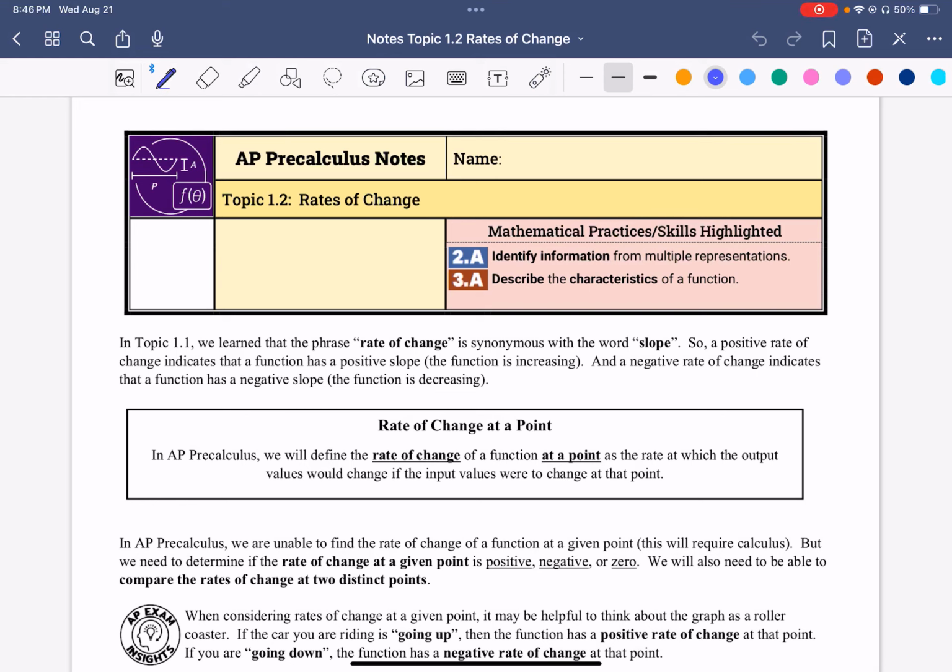Hey you guys, today we're going to be doing lesson 2 out of unit 1. It is called rates of change.